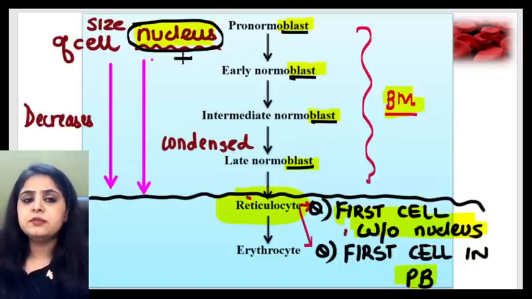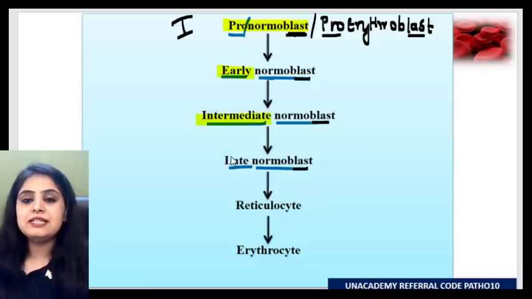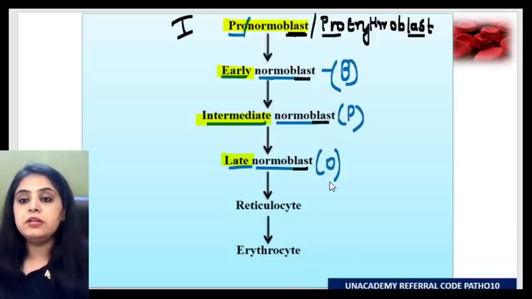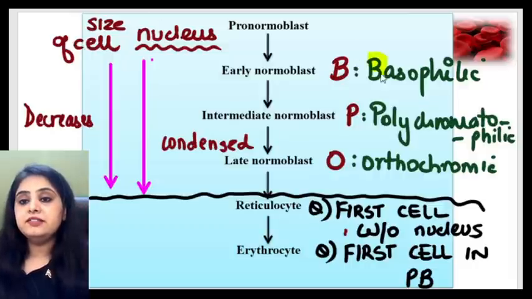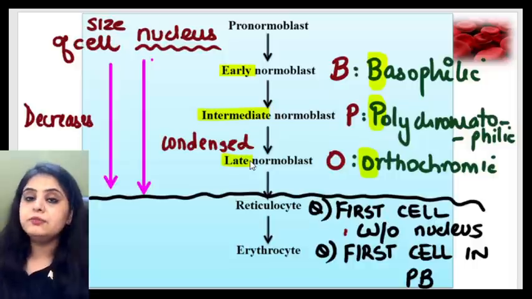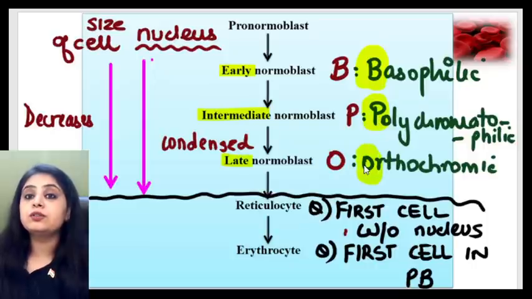However, if you see this terminology, early, intermediate, late, they've given it better words. What do they call it? They've given it in order. If you want to learn, they call it BPO. What is BPO? BPO stands for basophilic normoblast, polychromatophilic normoblast, and orthochromic normoblast. So learn early, intermediate, late. That was an AIIMS question also. You had to arrange it in the right order: basophilic normoblast, polychromatophilic normoblast, and orthochromic normoblast, BPO.